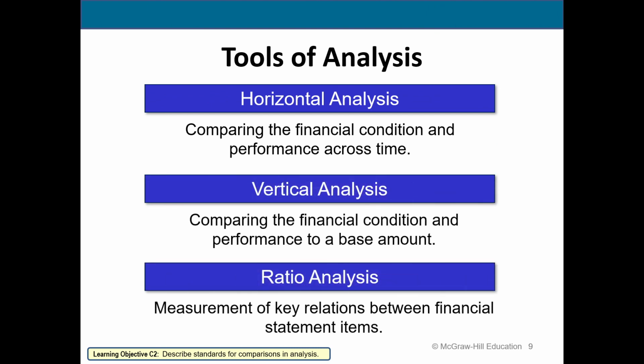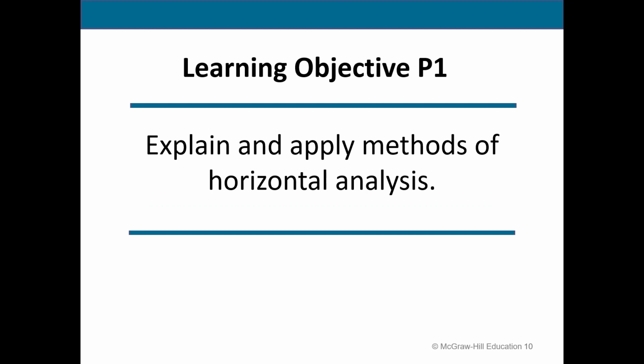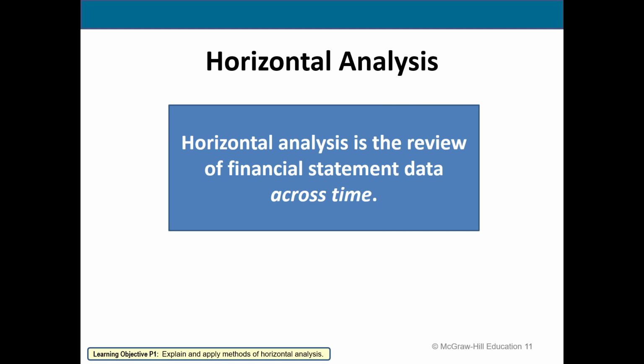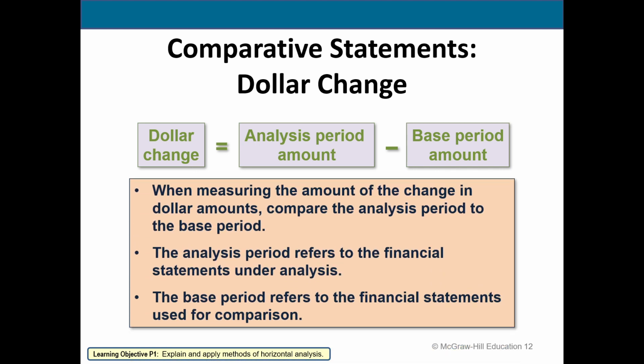So there are different tools of analysis. We have the horizontal and vertical analysis and ratio analysis. You're most familiar with ratio analysis, or some of the ratios that we have looked at throughout the semester. So the first thing is the horizontal analysis. We're looking at data for the company across time, okay? And in order to calculate this horizontal analysis, it begins with analyzing the dollar change from our base period to the analysis period.